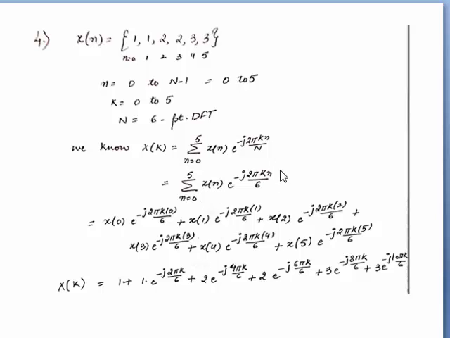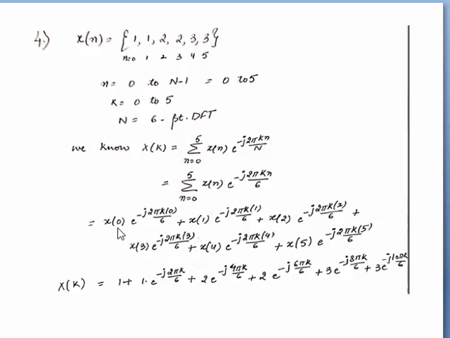Now expand this equation, expand the summation from n equals 0 to 5. We have x of 0 into e raised to power minus j 2 pi k 0 divided by 6, plus x of 1 e raised to power minus j 2 pi k 1 over 6, plus x of 2 into e raised to power minus j 2 pi k 2 by 6, plus x of 3 into e raised to power minus j 2 pi k 3 by 6, plus x of 4 into e raised to power minus j 2 pi k 4 by 6, and last is x of 5 into e raised to power minus j 2 pi k 5 by 6.